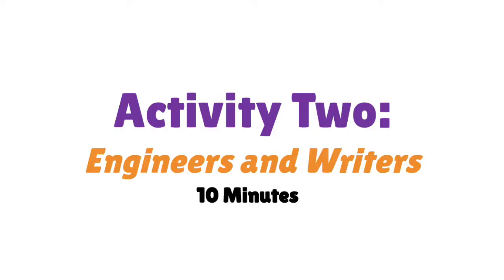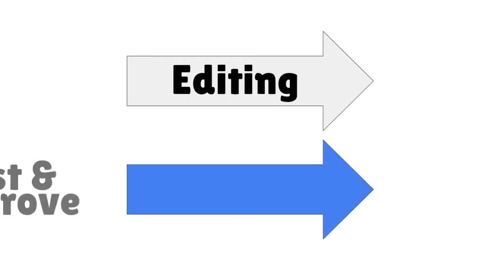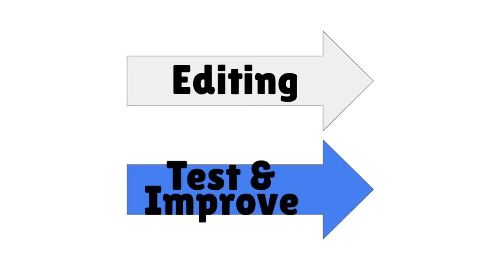In Activity 2, Engineers and Writers, just as engineers use the design process, writers use the writing process as their cycle to create. And just like in the design process, there are always mistakes that require fixing. In the writing process, we call that editing. In the design process, we call that test and improve.